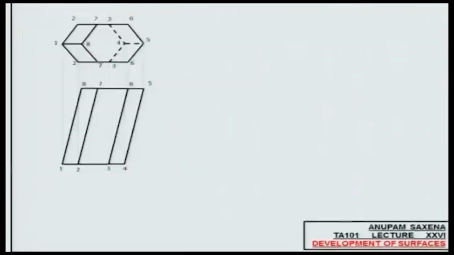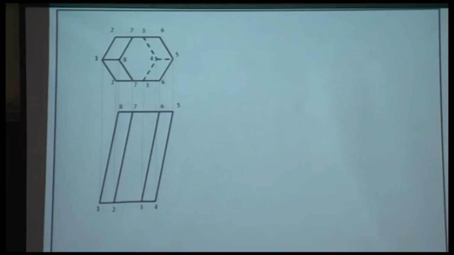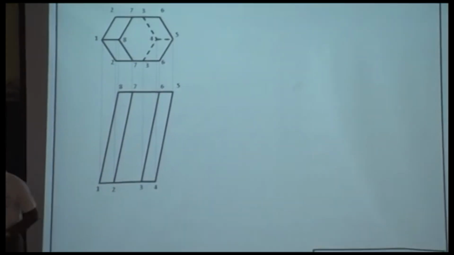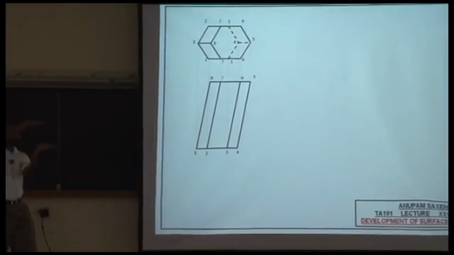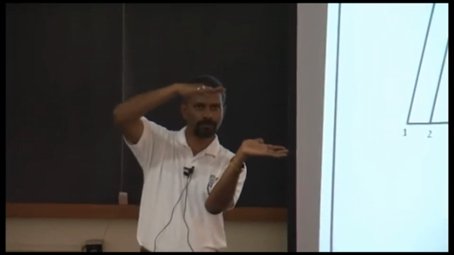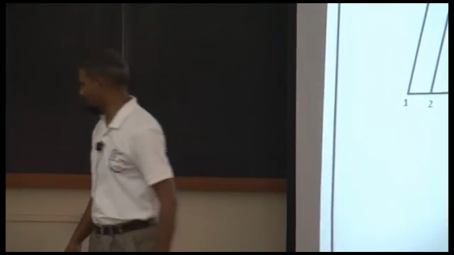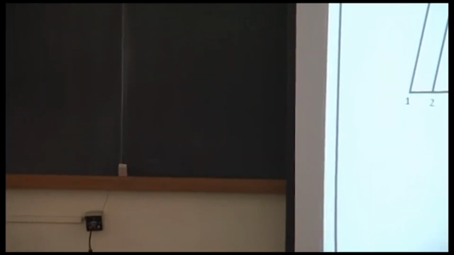Keep that in mind. Alright, so let's look at this sheared hexagonal pyramid. The top view is shown and so is the front view. It's kind of sheared, so what you do is you actually have your solid like this. You just kind of shear the top surface with respect to the bottom surface. Okay, that's how this solid is, and we would like to develop it.